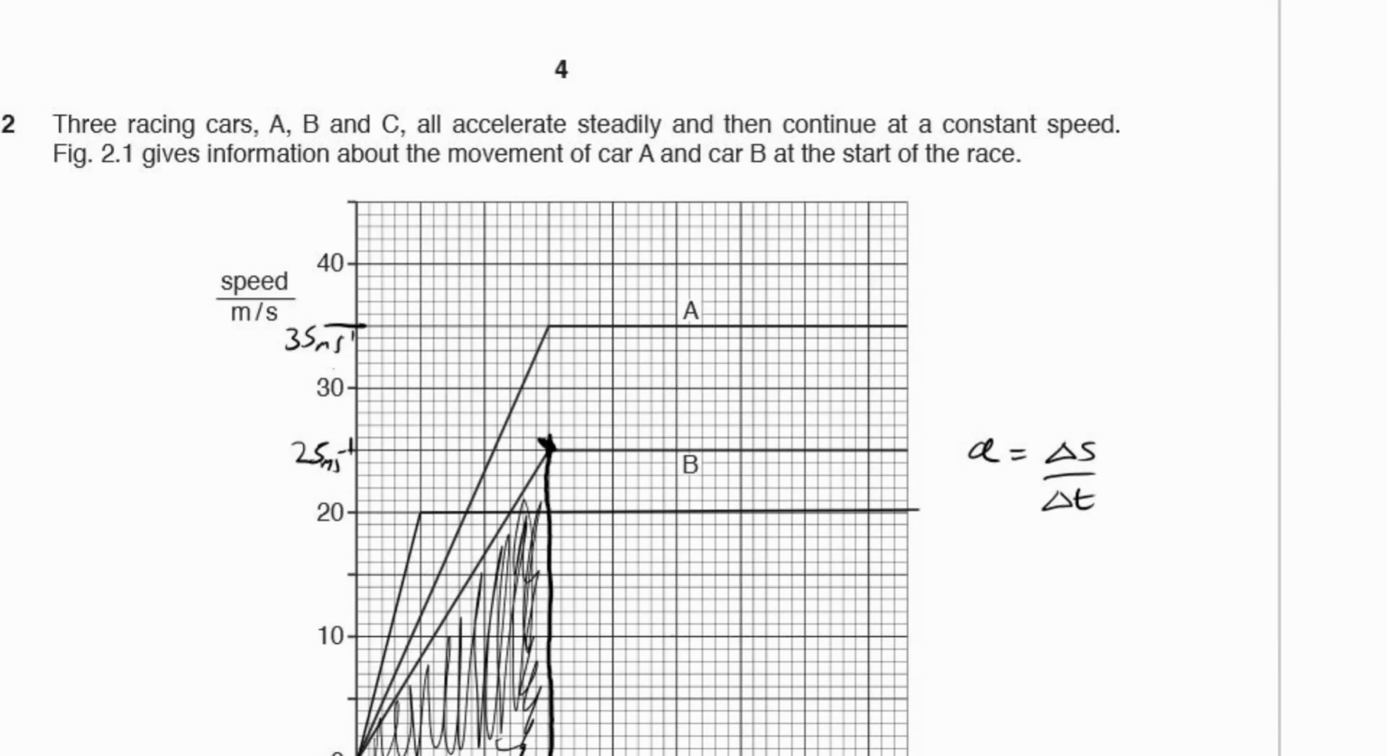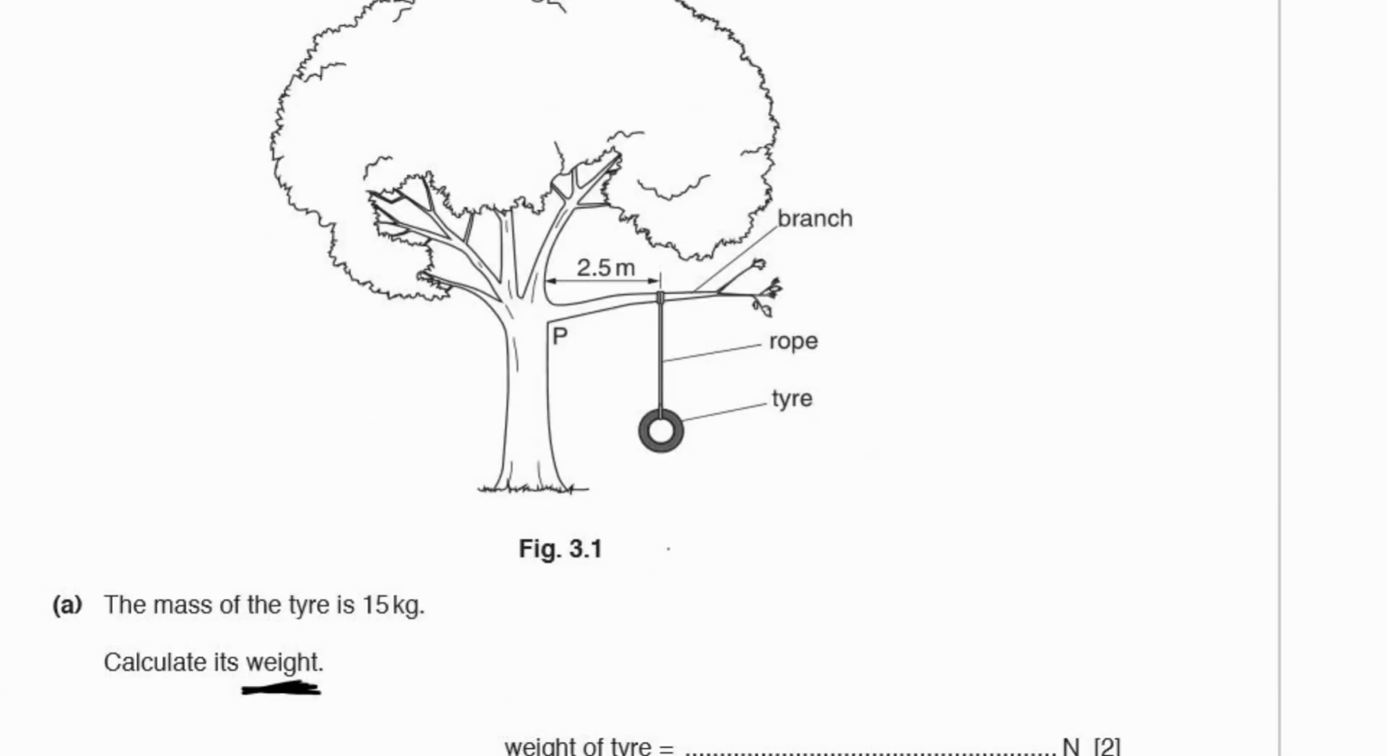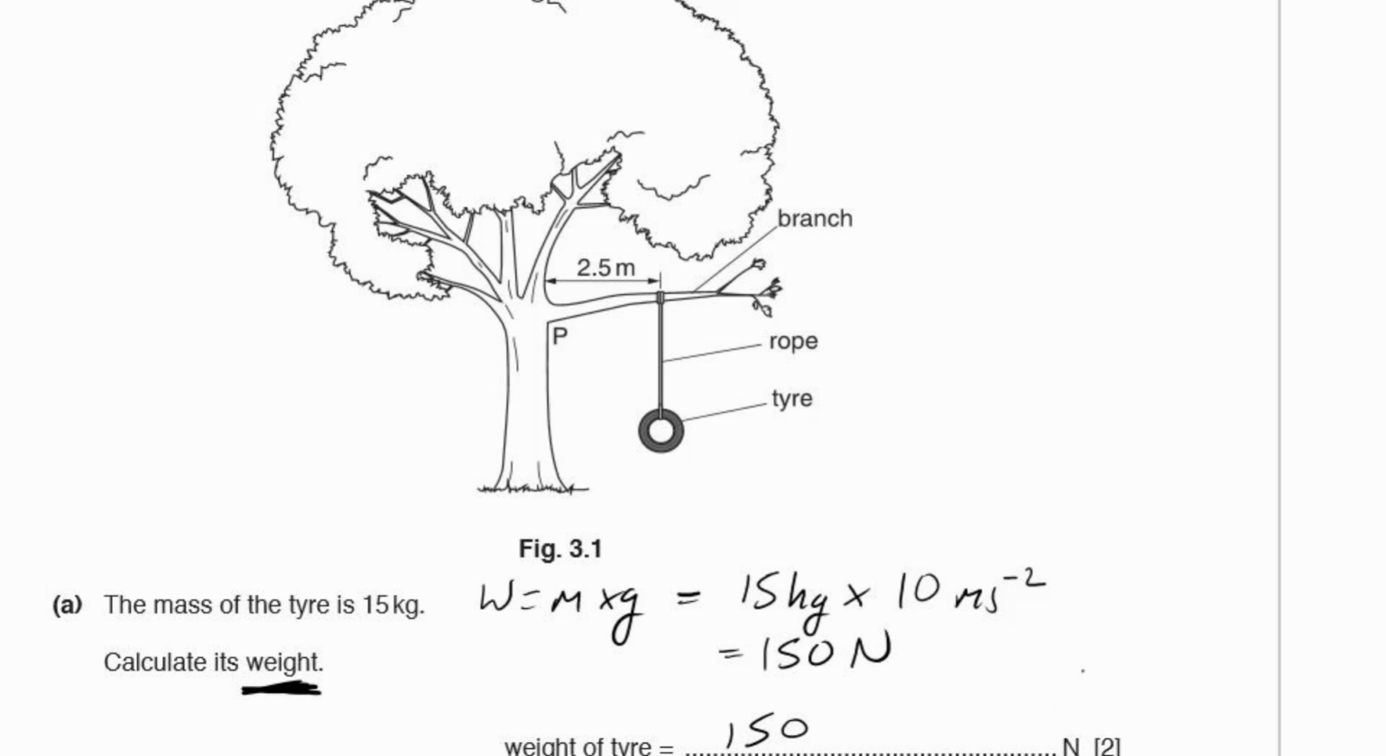And now we're being asked to calculate the weight. Well, weight equals mass times gravity. We know the mass is 15 kilograms, that's been told to us, and gravity is 10 meters per second squared, which is 150 newtons. The units are already there, so that's fine.